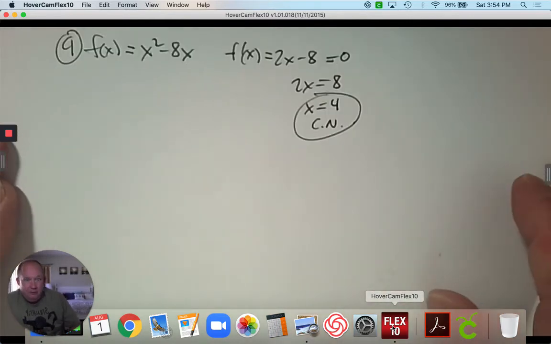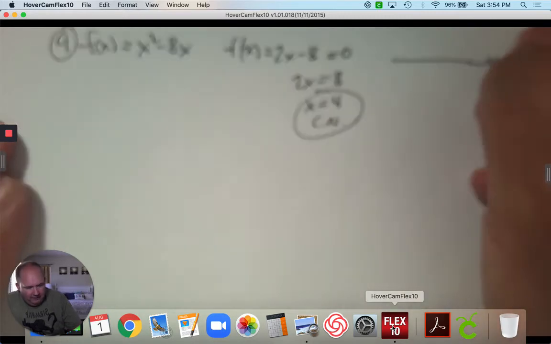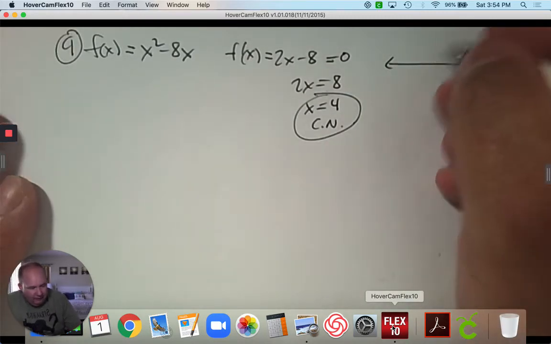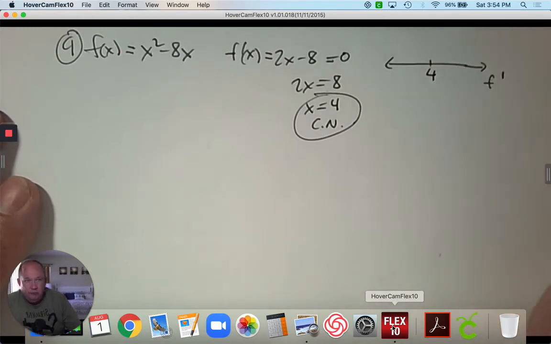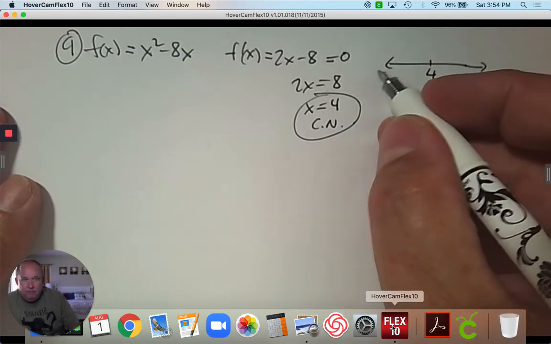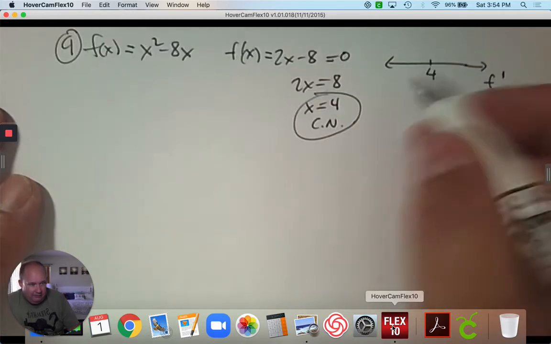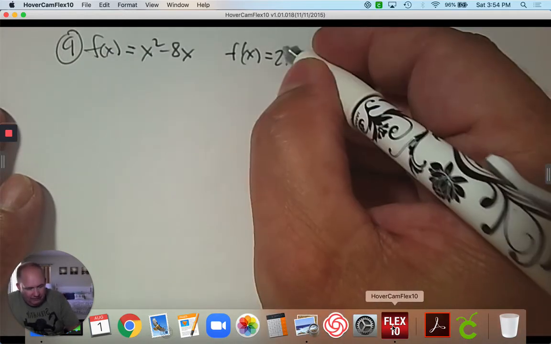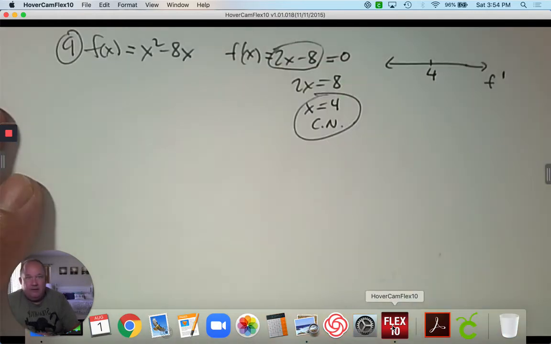So then what do I do? Well, I just draw a number line, and it's a first derivative number line. The only number I need to put on the number line is 4. You don't have to go negative infinity to positive infinity. You need to know that, though. And then I substitute in to the derivative to see if the answer is positive or negative.